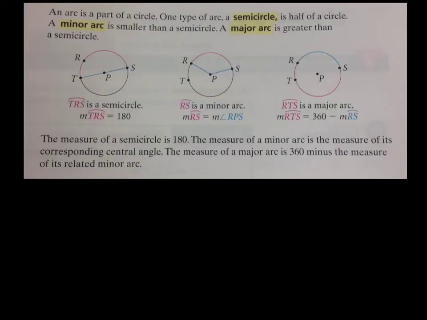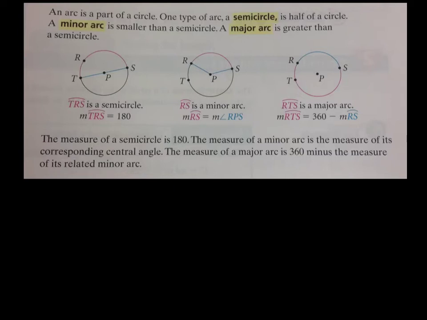Next part of the lesson talks about an arc. An arc is simply part of a circle. So a semicircle is an arc, and it would be exactly half a circle. A minor arc is smaller than a semicircle, so it would be less than half a circle. A major arc is greater than a semicircle, so it's going to be more than half a circle. The measure of a semicircle is 180.